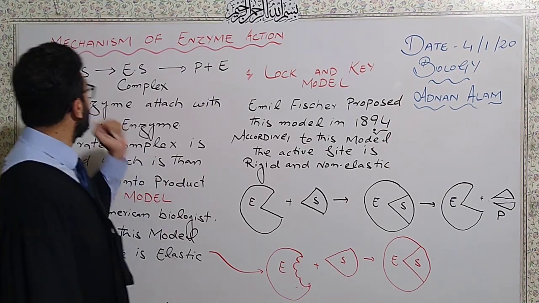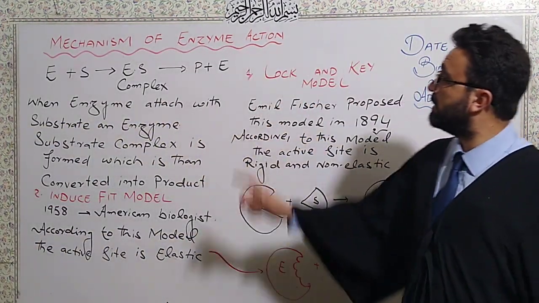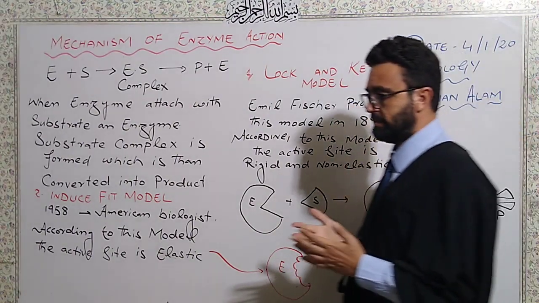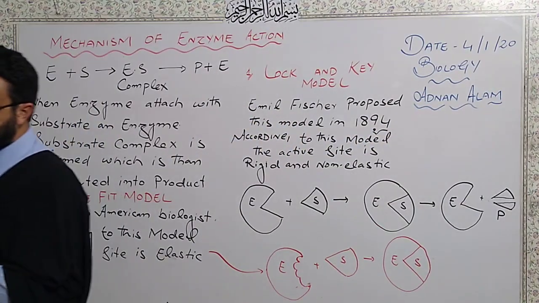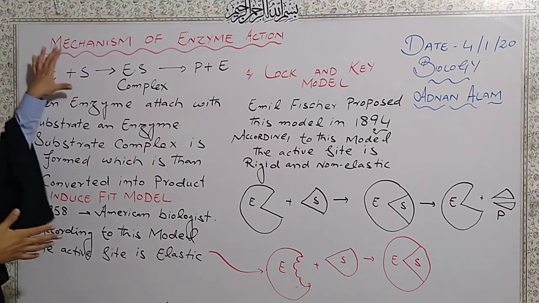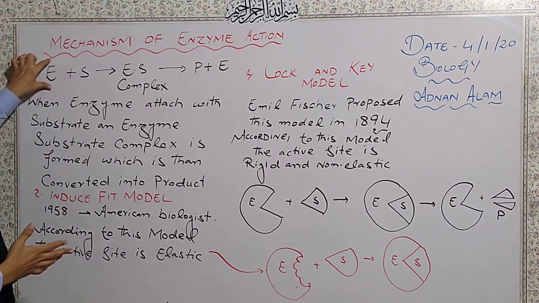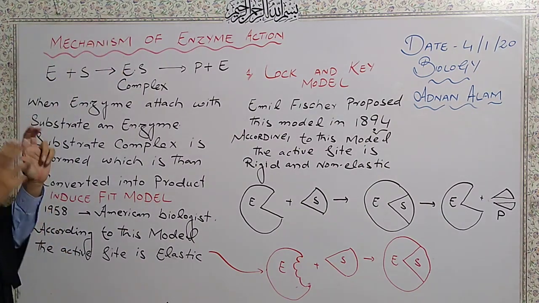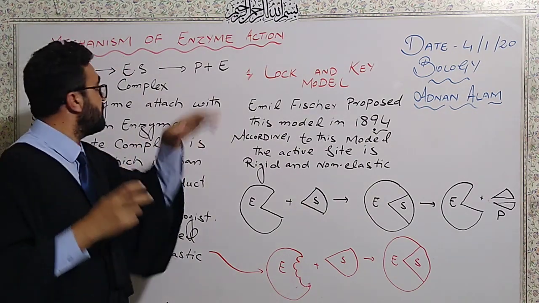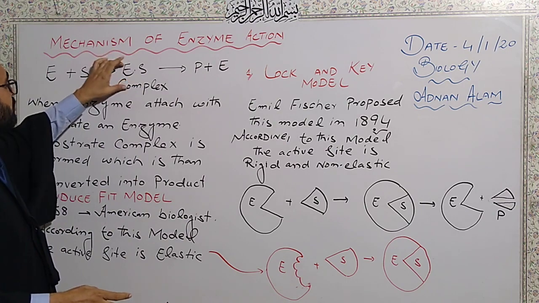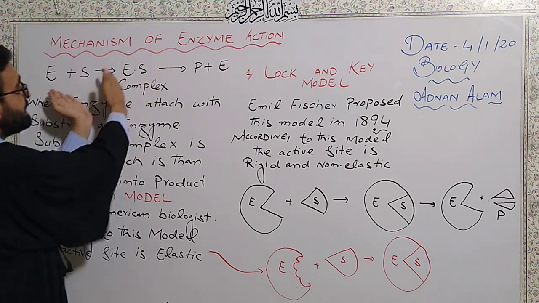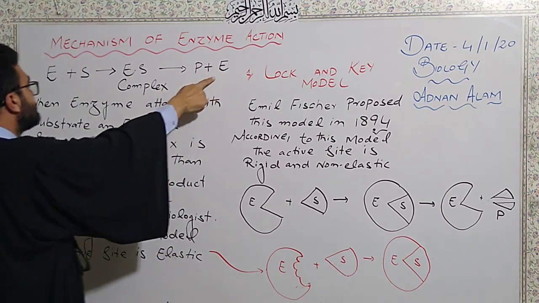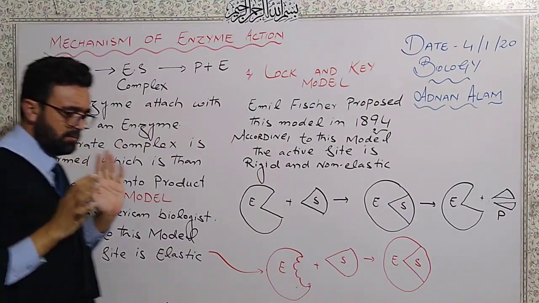Dear students, our next topic is the mechanism of enzyme action. How does an enzyme act on the substrate? First of all, enzyme plus substrate: the enzyme attaches to a substrate, and they make a temporary complex called the enzyme-substrate complex, the ES complex. In the next step, we get the product and the enzyme comes out.